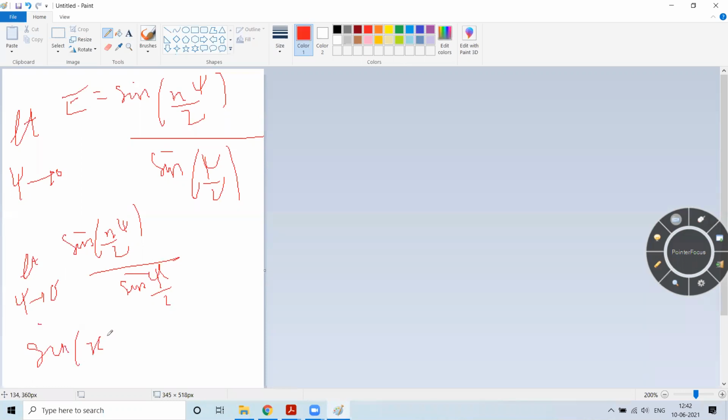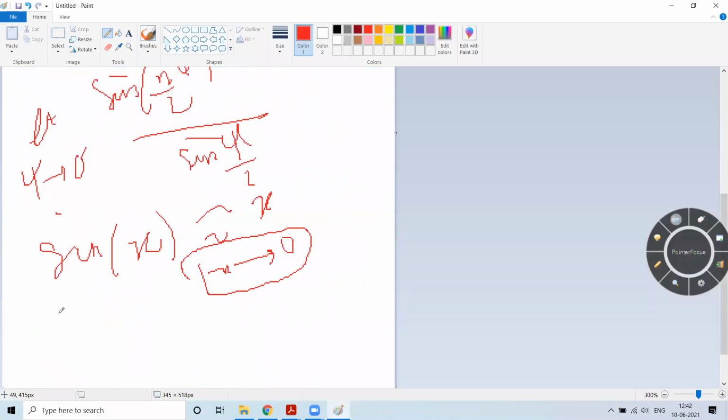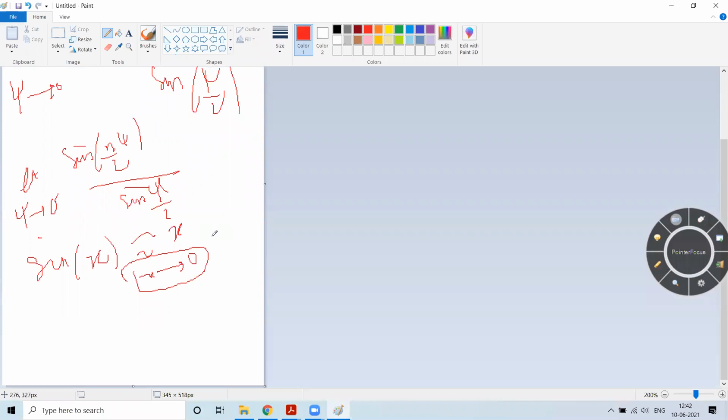Now one property of sine is this: sine x is nearly equal to x when x tends towards 0, that is, when x turns out to be very small. If you want, you can verify it with the help of a calculator. Try to estimate the value of sine 0.09. As x tends towards 0, you can observe that sine of x is equal to x. So that concept we need to apply over here.